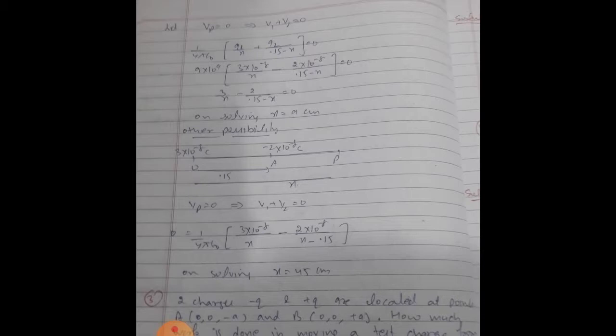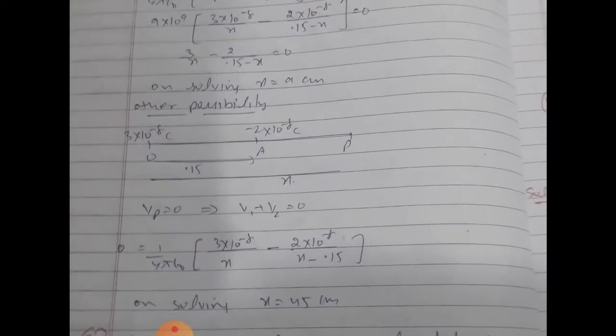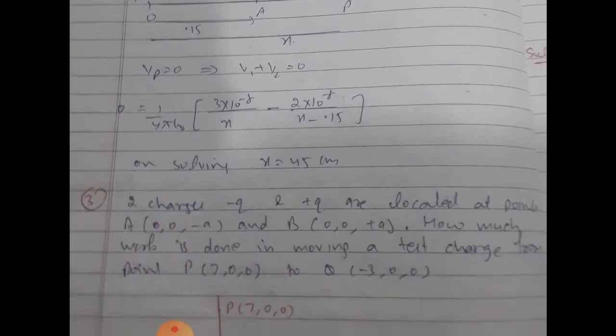So you can also check one other possibility. Suppose point P lies to the left of O and A both. Let us check this third possibility, where point P lies to the left of O and A. Try to solve this possibility, whether you get the point P in such a way that potential is equal to 0 or not. Please check for it.